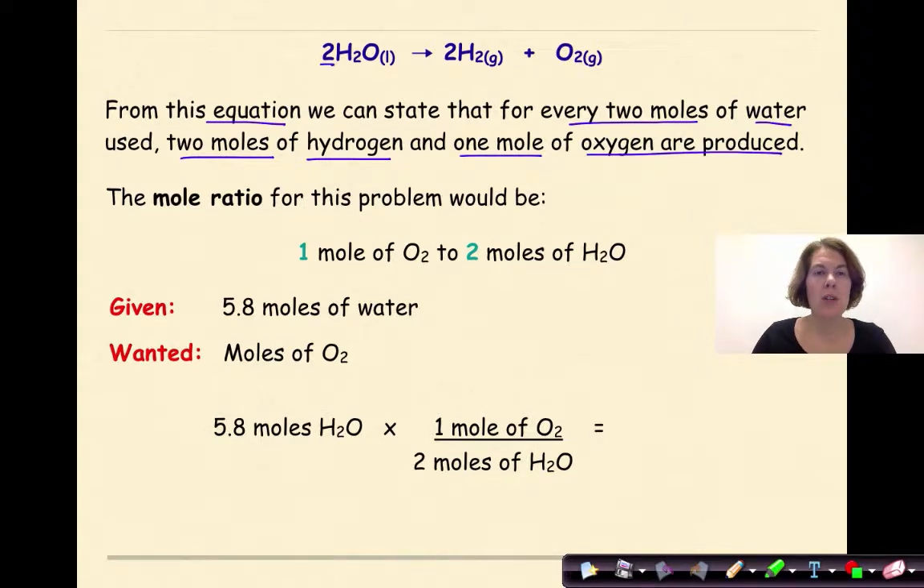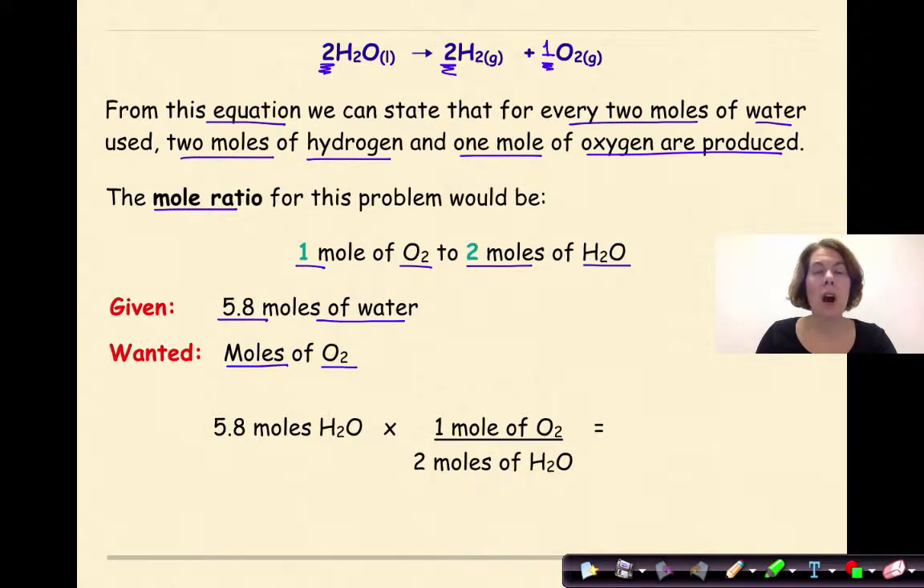So it's all about these coefficients that we see in the balanced equation. And remember, there's an assumed 1 in front of the O2. So the mole ratio for this problem would be 1 mole of O2 for every 2 moles of H2O decomposed. Our given here is 5.8 moles of water. What we want is moles of O2.